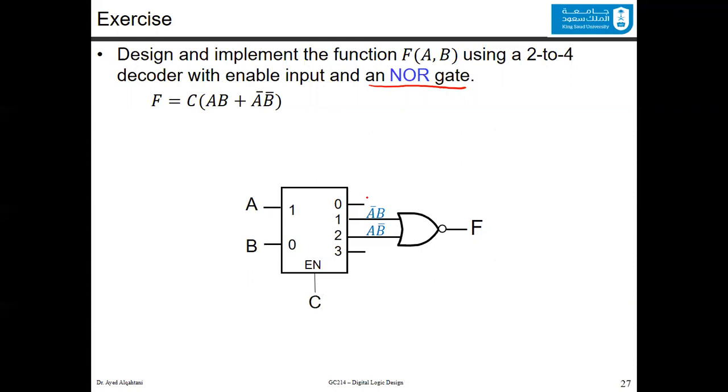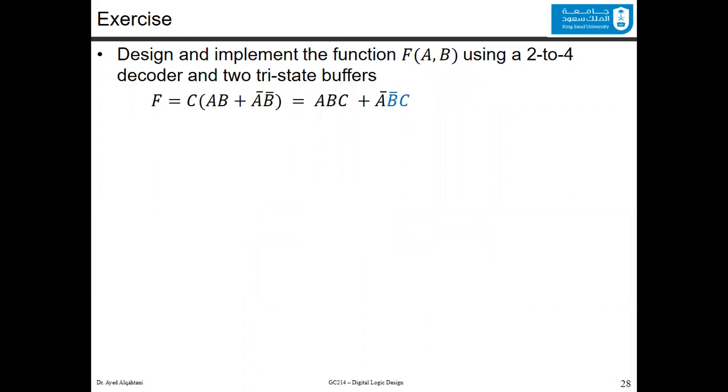So previously, we added the 0 and the 3 to the OR gate. Now you will take the remaining ones and you add them to a NOR gate to get the function F. And the idea behind this is the complement of a function, and we described this in a previous video.